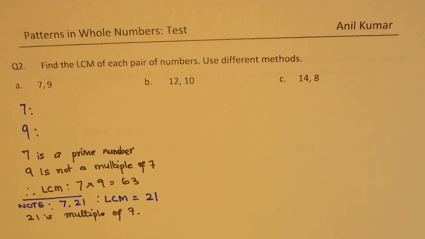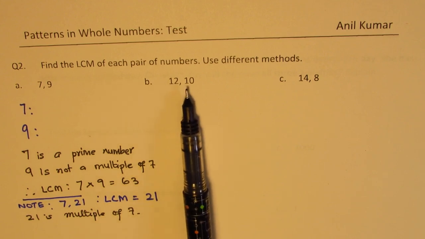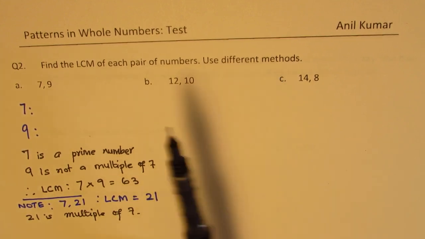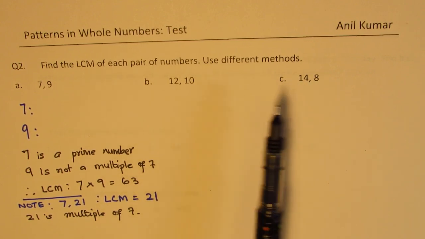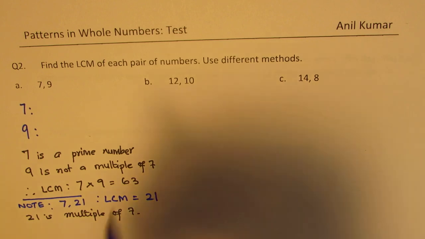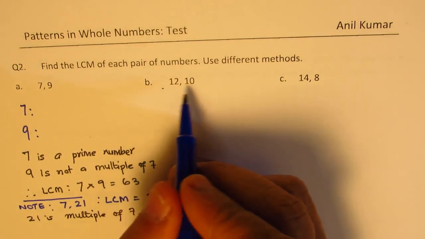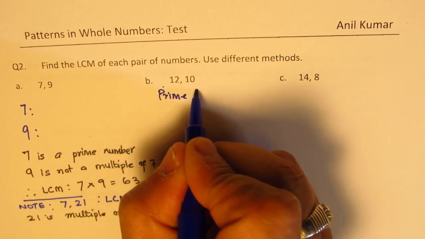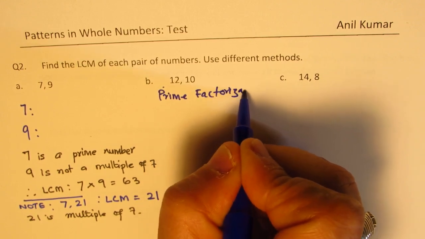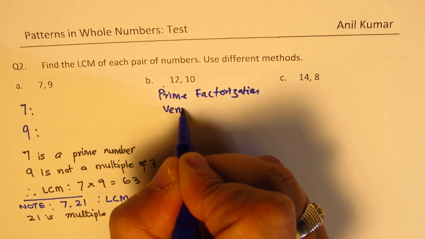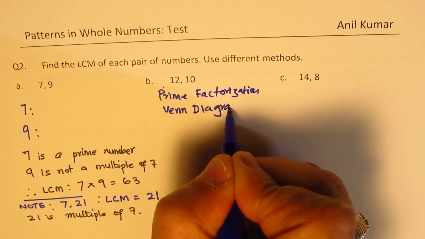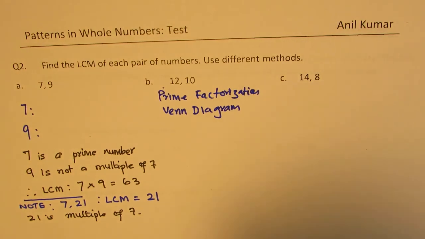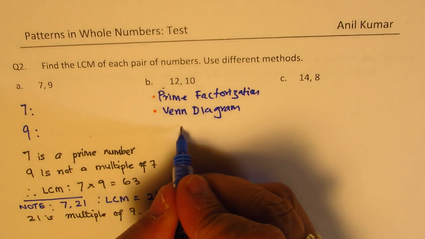Right. Now let's look into the second example, where we're talking about 12 and 10. Yes, we have to use different methods. We'll teach you different methods also as we move along. So this time, when we have these two numbers, we will use the concept of Venn diagrams. So we'll combine prime factorization and Venn diagrams. We can actually use this concept to find both greatest common factor and LCM. So let's do prime factorization of the numbers 12 and 10.